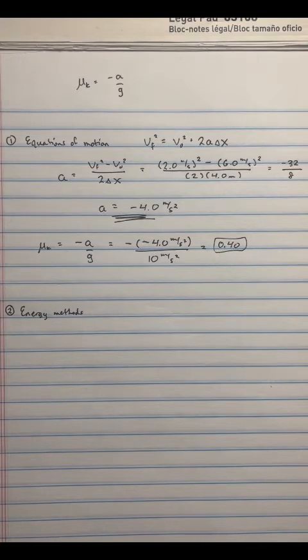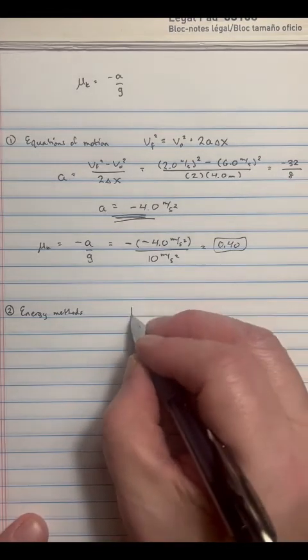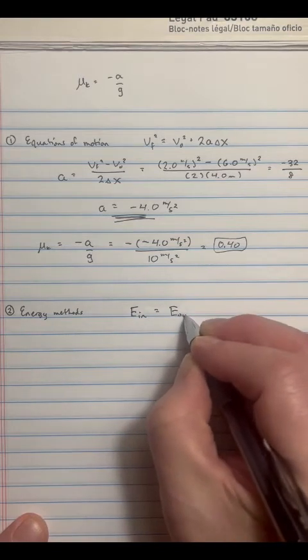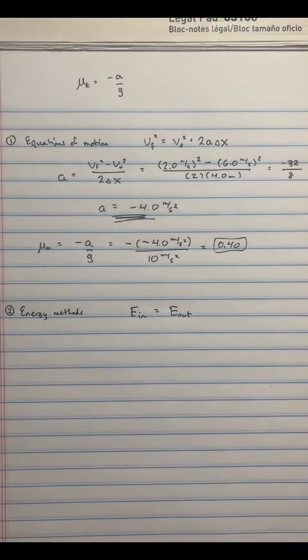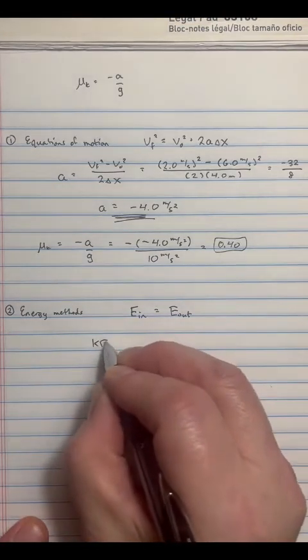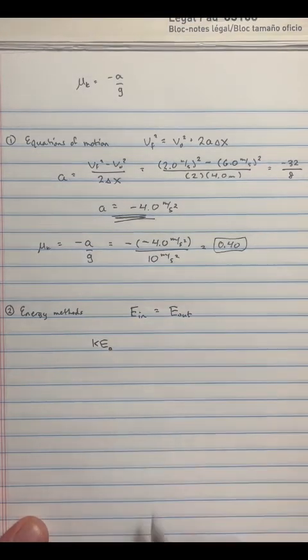So energy methods says this: the energy going in equals the energy coming out of a situation, all right? Or the original energy equals the final energy, so on and so forth. All right, what kinds of energy do we have? Well, a couple of ways to go about this, but let's go through this in detail. So at the beginning, the ball player has kinetic energy. So original kinetic energy like that.